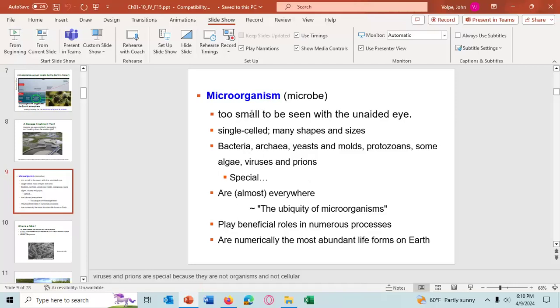They are a collection of chemicals, actually. Prion may be just one protein, and a virus may be proteins and nucleic acid. They may also have lipids. Some have lipids, but not all do. And the point is, they do not have cells. They're not cells. So they are special microbes.